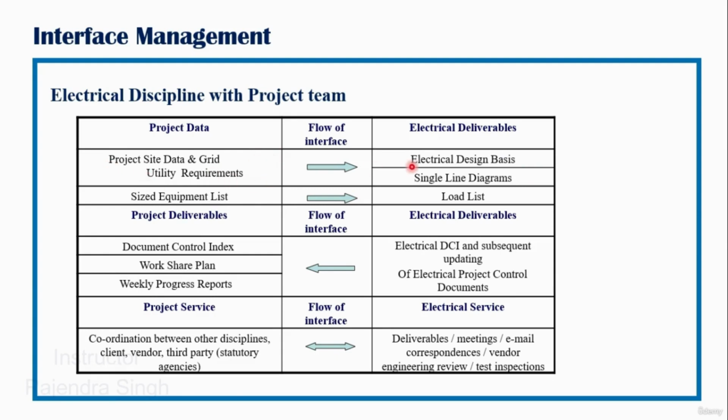Through these details, we can start the preparation of the single line diagram once we have the load list data and grouping of MCC and loads. And after the equipment list is sized, we can start the preparation of the electrical load list.